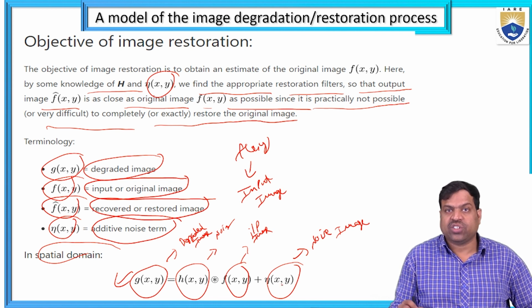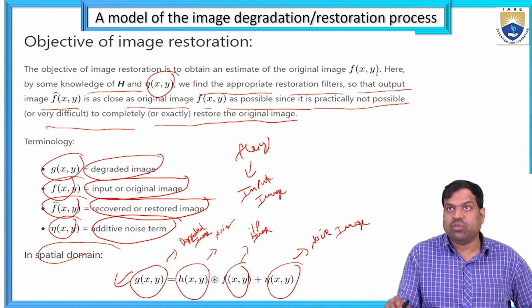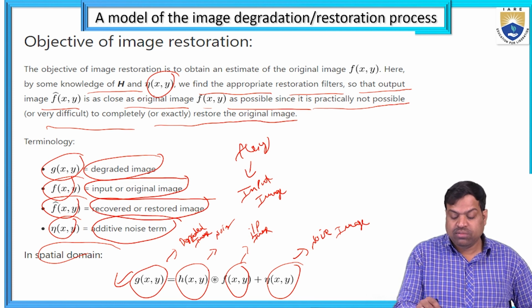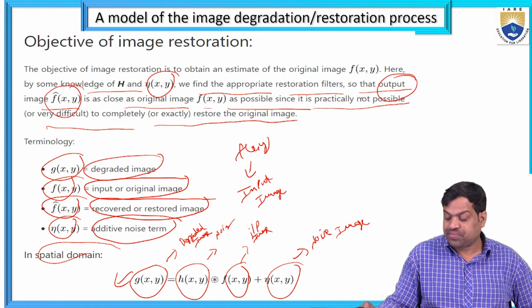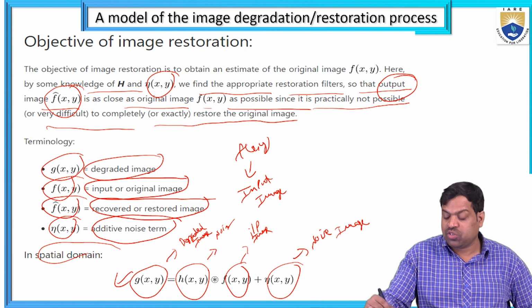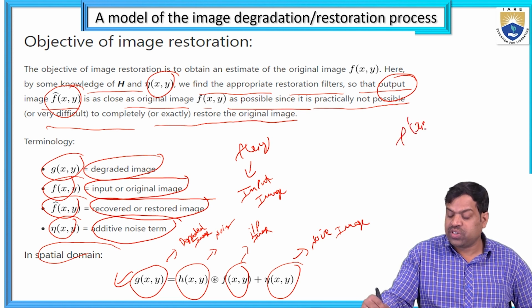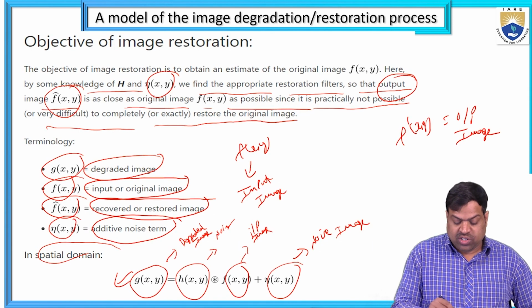It is the total equation. Here the objective of restoration is to estimate the original image f of x, y with knowledge of h, where the noise function is nu of x, y, and f dash of x, y is the output image. So finally, the restored output image is equal to f dash of x, y. So this is the equation for the spatial domain.